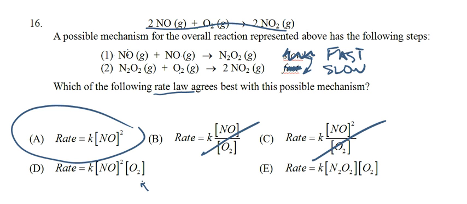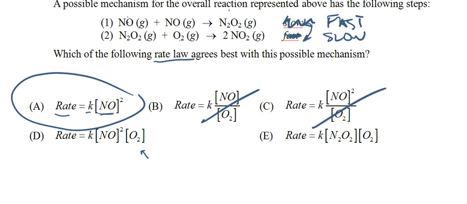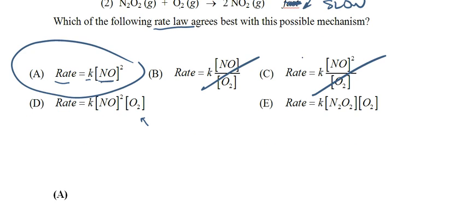Now again, when writing or determining the rate law, be sure that you include the word rate, because that represents a rate, K, which is our constant, and then the order of our reactants. So the best answer for 16 was A. Never ever include products in there. Ever.